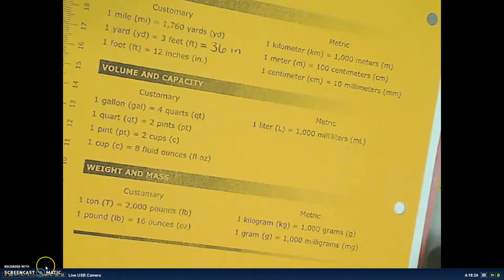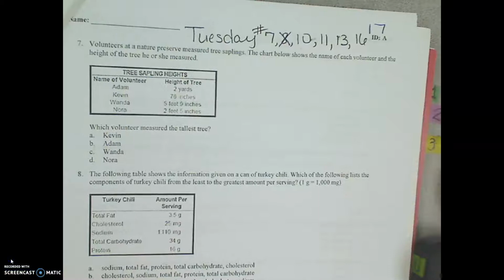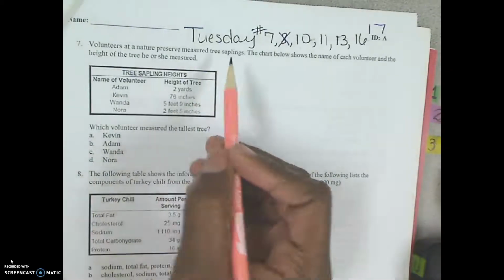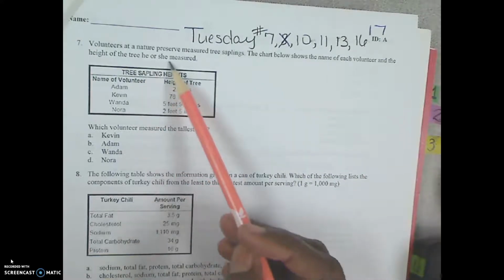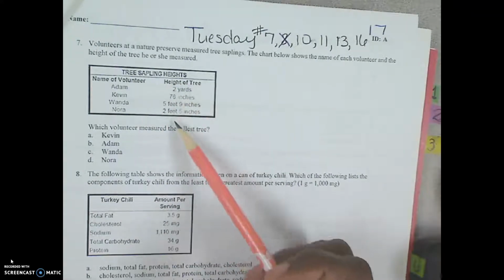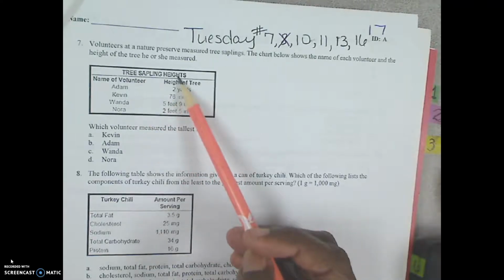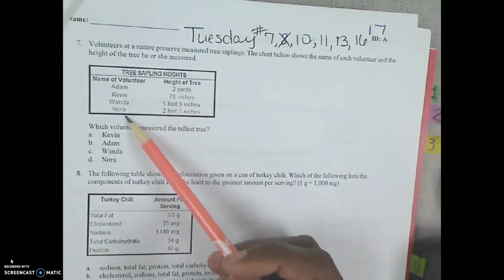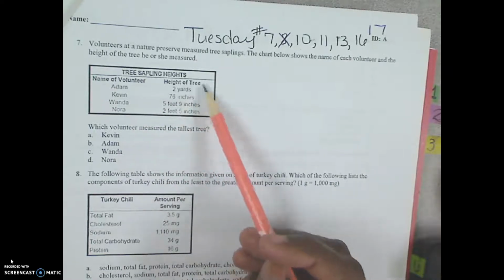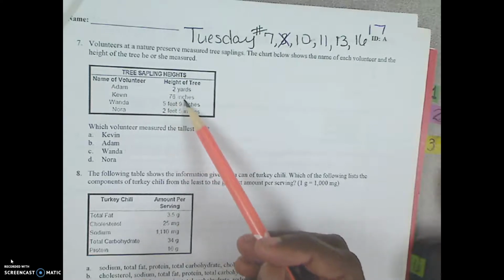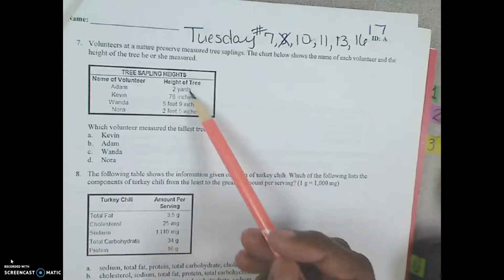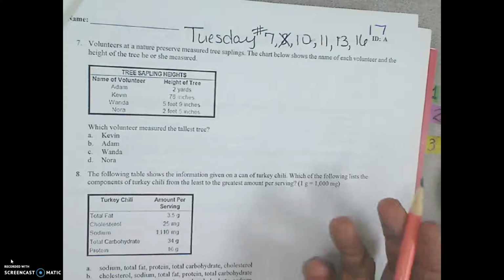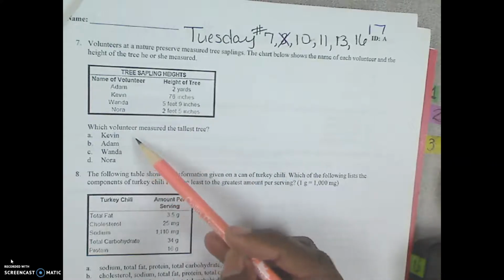Let's see if I can zoom this out just a tad bit. All right, I think that's going to work. All right, volunteers at a nature preserve measured the tree saplings. Miss Mitchell can't see, I got to get up. All right, the chart below shows the name of each volunteer and the height of the tree he or she measured. So if I look at the chart, I want to look over the chart, see what it's about. It's about tree sapling heights, the name of the volunteers. Okay, got that. And over here, it shows me the height of the trees. I notice it's in 2 yards, 76 inches, 5 feet 9 inches, and 2 feet 5 inches. So what I've noticed is they're all in different units. And so we need to make them have the same measurements.